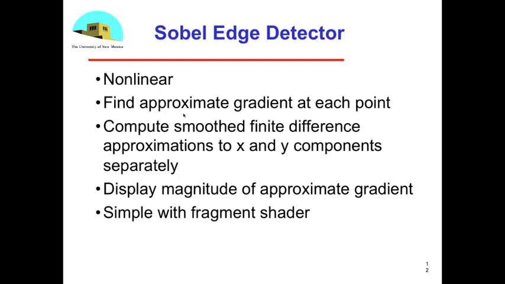What this does is take a smooth gradient at each point. The way it does it is it takes 3 differences in the x direction and 3 differences in the y direction, weights them more towards the center, and that gives me a smooth gradient in the x direction and a smooth gradient in the y direction. I use them as the x and y components of the actual gradient, which will point in a different direction. And I take the square root of the sum of the squares of the x and y calculations, and that again is really simple with a fragment shader.